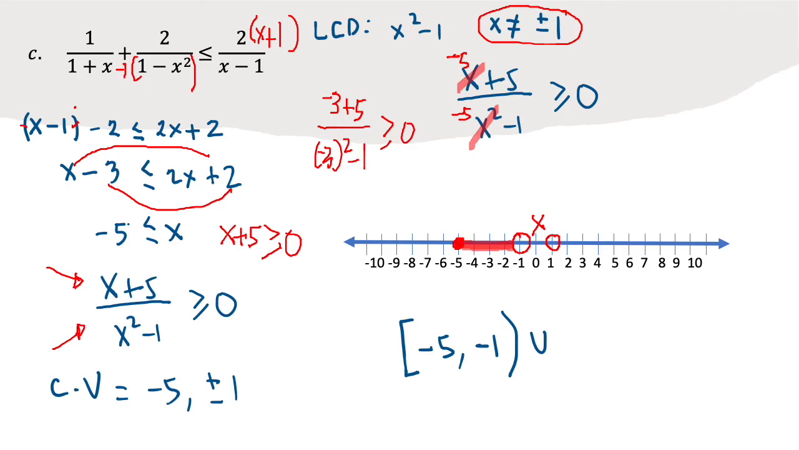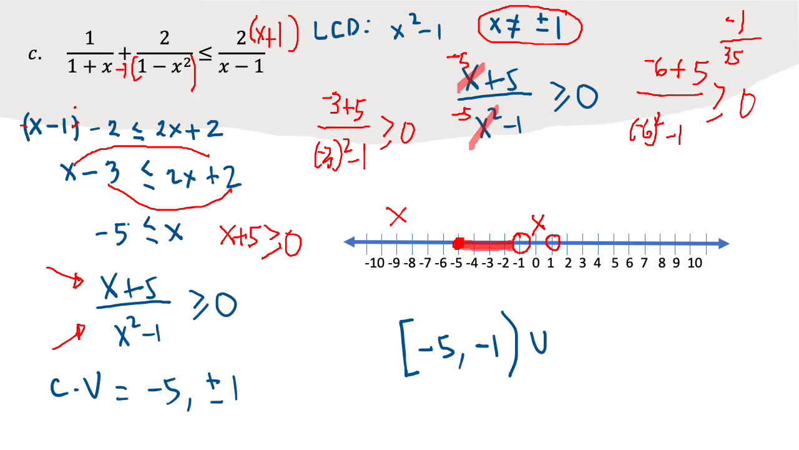So from negative 5 to negative infinity. So let's have that one. Say for example, negative 6. Okay? So negative 6 plus 5 divided by negative 6 squared minus 1 greater than or equal to 0. So negative 6 plus 5 gives us negative 1, and then 36 minus 1 is 35. So this is a negative number. So therefore, from negative infinity to negative 5 is not included, also not part of our solution.